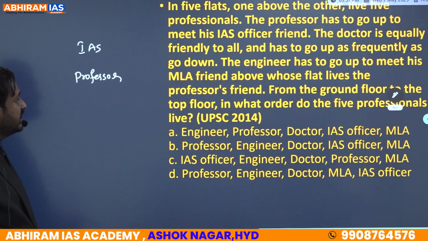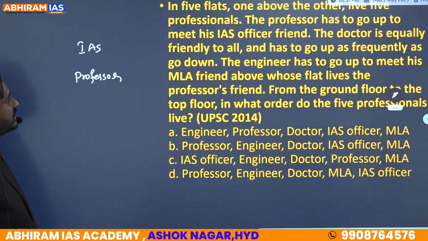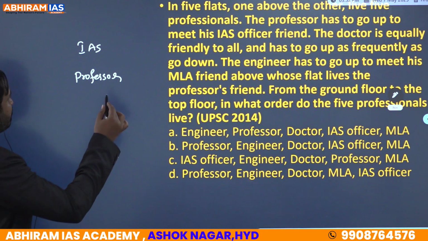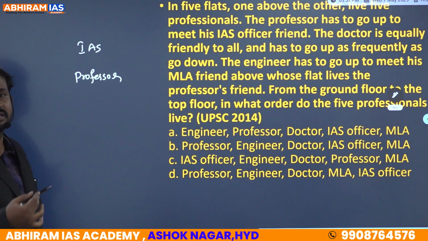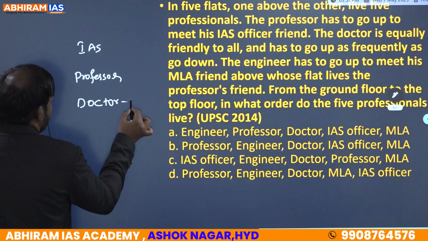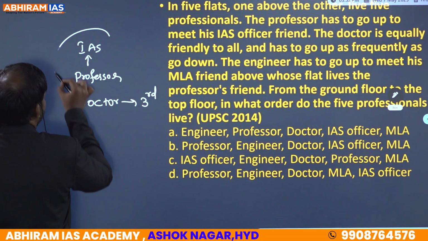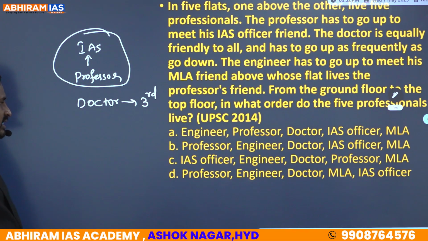The doctor is equally friendly to all and has to go up as frequently as to go down. That means what? He is equally friendly to everyone. In 5 flats, if he goes equal distance up and down, means what? Doctor will be in the third one. Doctor is at the third one. And above professor I will have IAS. Okay, these are the 2 cases.